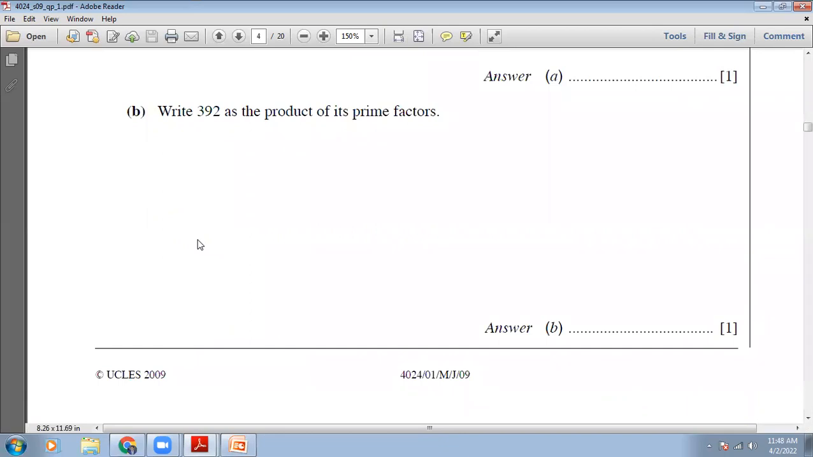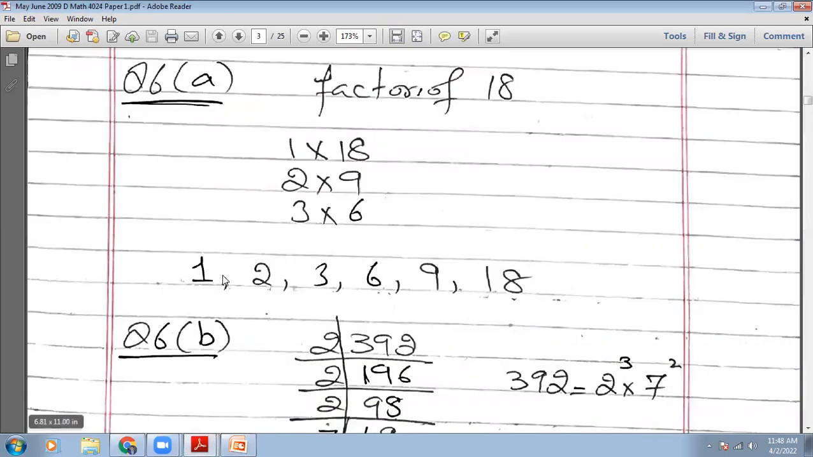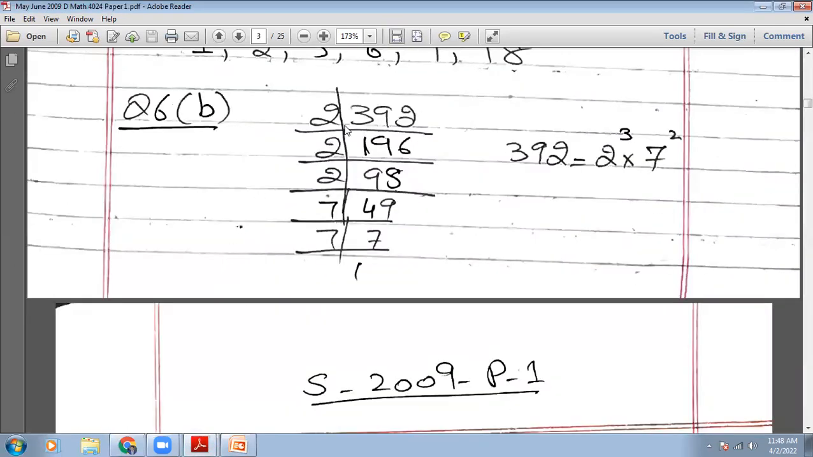Write 392 as the product of its prime factors. Okay, so we will do this. 392 divided with the smallest prime number possible. So I divided with the 2. So 2 196s are, and again with the 2, 2 98s are, again with the 2, 2 49s are, again now with the 7, 7 7s are, 7 1s are. Okay, so 392 will be 2 raised to power 3 multiplied by 7 squared.